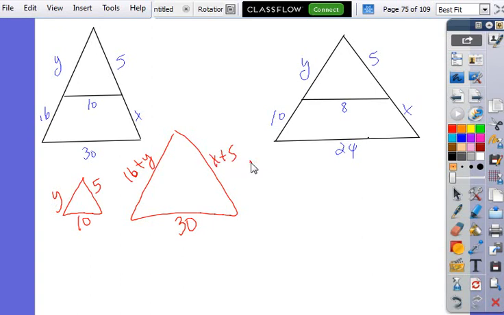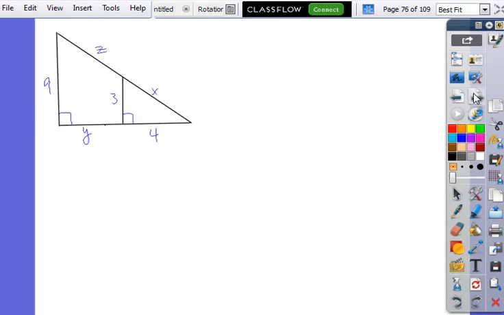If it gives you the two pieces, you add them up. If it gives you the whole thing and one of the pieces, you subtract. And then after that, you would do the proportion stuff. What would I do here? Make two triangles.